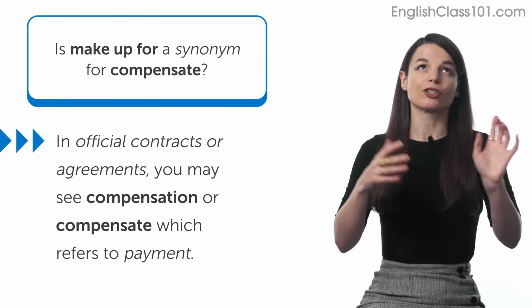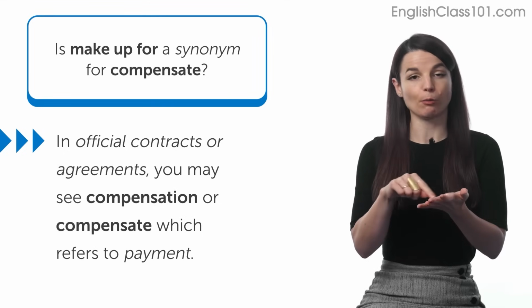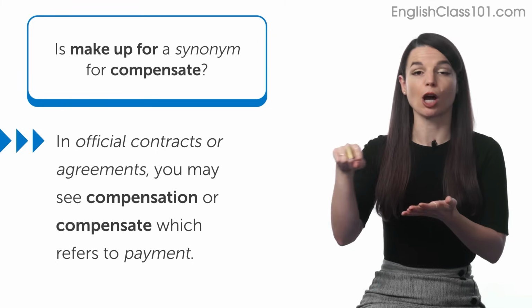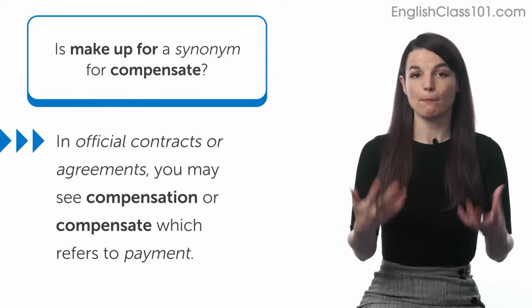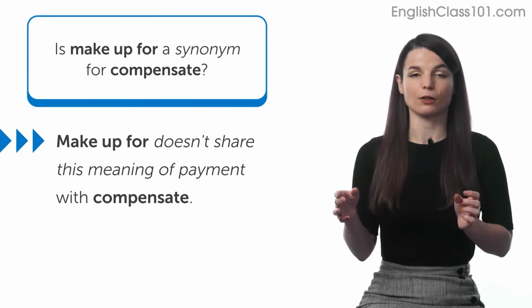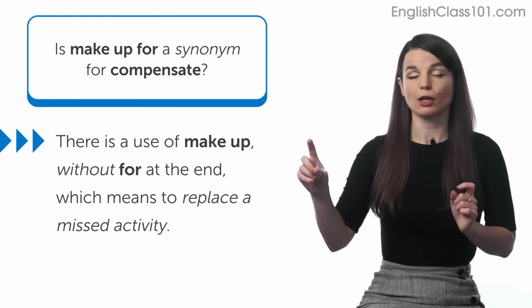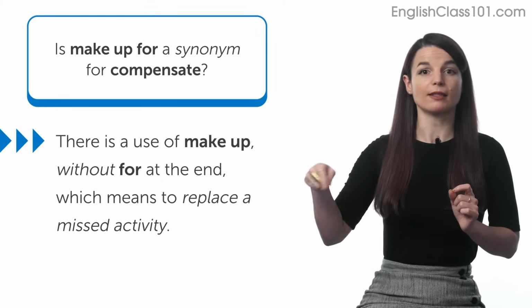But in official contracts and agreements, like job contracts, you will probably see "compensation" or "compensate." That refers to payment. So "make up for" doesn't have this meaning, doesn't have this use. There is, however, the use of "make up" without "for" at the end, which means to replace a missed activity.